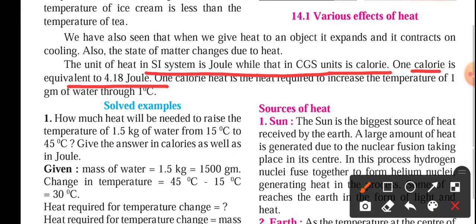After that, 1 calorie of heat is the heat required to increase the temperature of 1 gram of water through 1 degree Celsius. Further, on the basis of this formula or conversion, we will study solved examples, which we will have in a separate video. There we will discuss the solved examples.